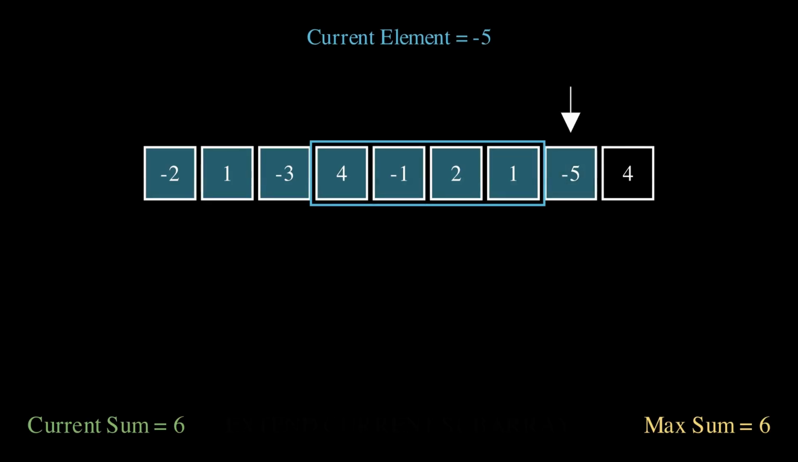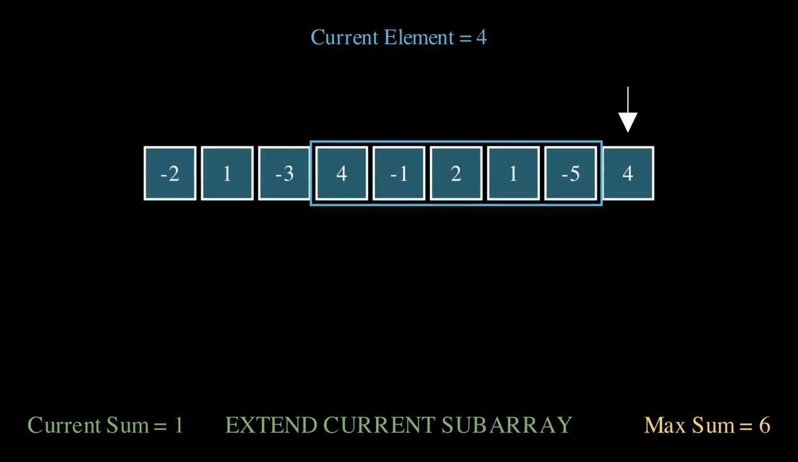Now we see -5. Current sum drops to 1. But notice something important. It's still positive. That means we don't reset yet. We continue. Finally, we process +4. Current sum becomes 5. But our maximum sum is already 6. So the answer remains unchanged, and we're done.